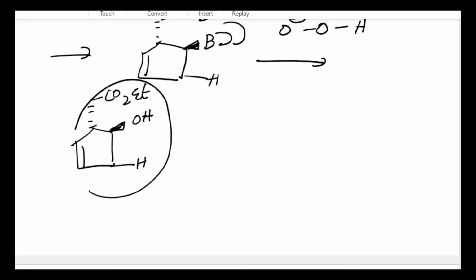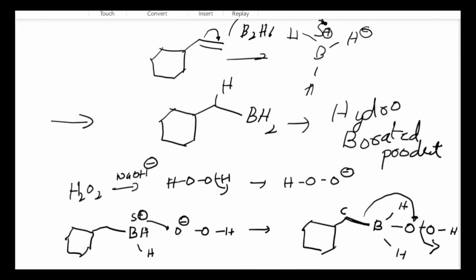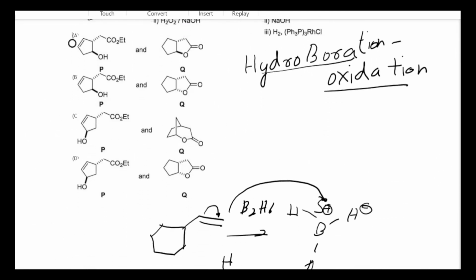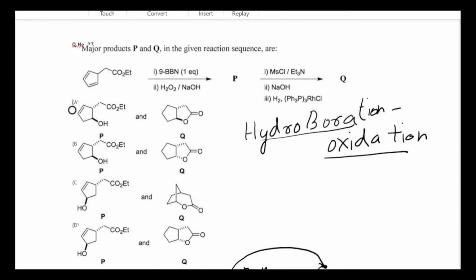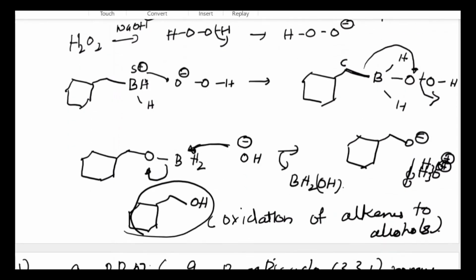So this is our first step product. Think of it as 1. So in all these things, we can exclude C and D. So either A or B can be our correct answer. So the next step is, this is the product P.